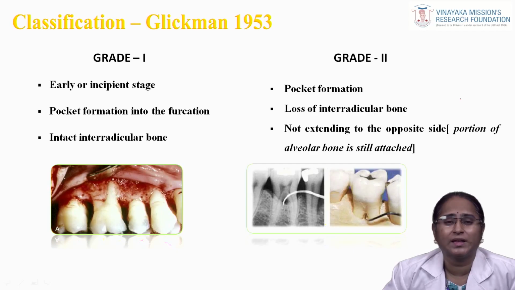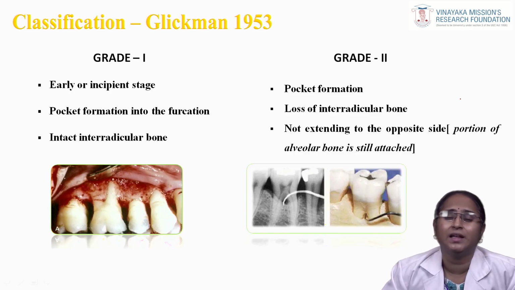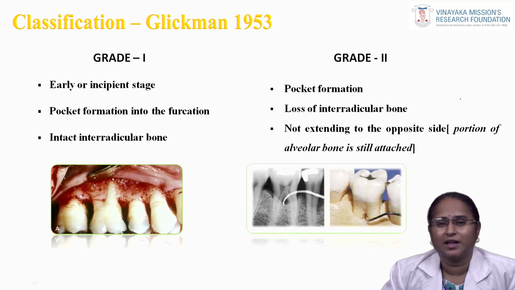Next we are going to see the classification given by Glickman in 1953. There are 4 types. Grade 1 is an incipient or early stage in which there will be a supra-bony pocket. There will be a mild amount of bone loss, but it will not be seen in the radiographs. Whereas grade 2 is called a cul-de-sac lesion.